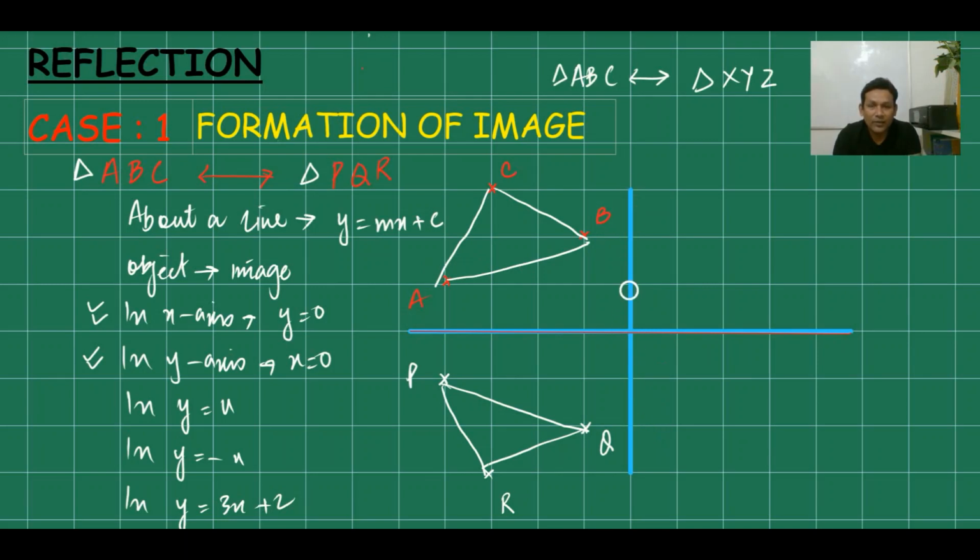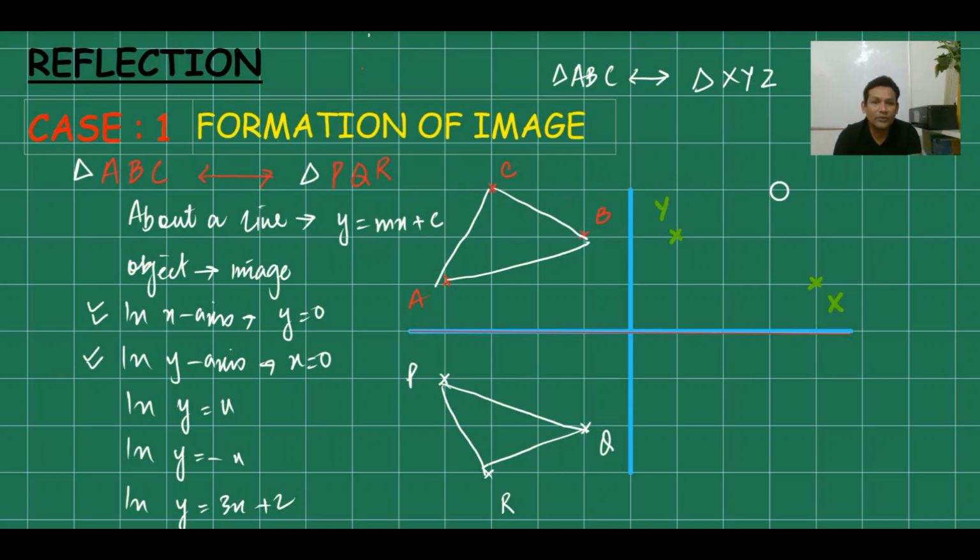What is the distance of the mirror line from point A? How many steps to the left? 1, 2, 3, 4. So from the mirror line, move right, because we have to move perpendicular: 1, 2, 3, 4. This is point X. What distance do you have from the mirror line to point B? That's 1. So this is Y, and the same here: 1, 2, 3.